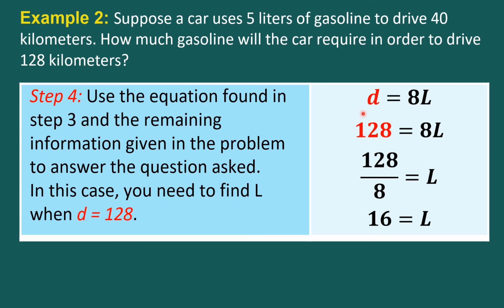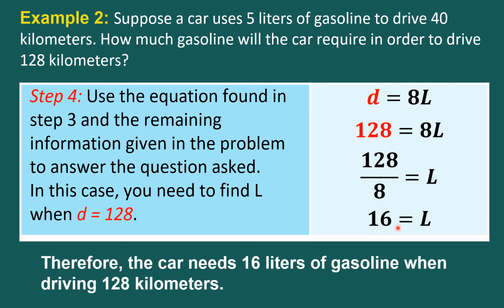So let us substitute. If d is 128, you will have 128 equals 8L. Since we are solving for L, we divide both by 8. 8L divided by 8 is L, and 128 divided by 8 is 16. Therefore, the car needs 16 liters of gasoline when driving 128 kilometers.